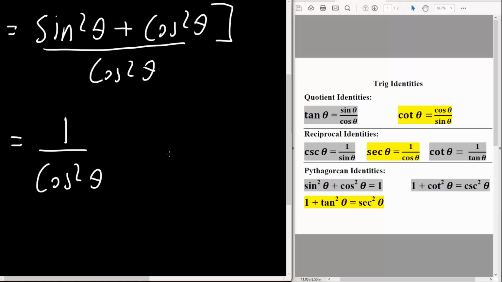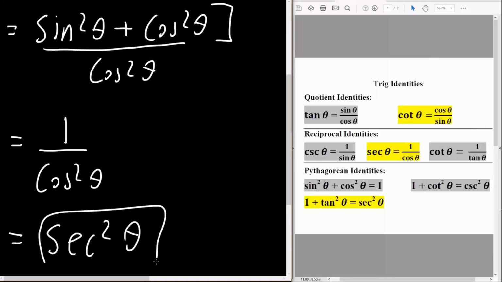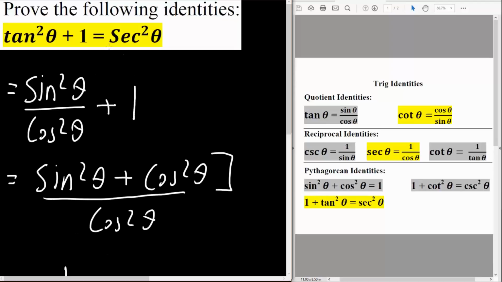And so instead of saying 1 divided by cosine squared theta, we'll use another identity. We know that 1 divided by cosine theta is equal to secant theta. And so therefore this right here would give us secant squared theta. Now we will go back to our original problem statement. We wanted to prove that this right here would give us secant squared theta, and we just did.